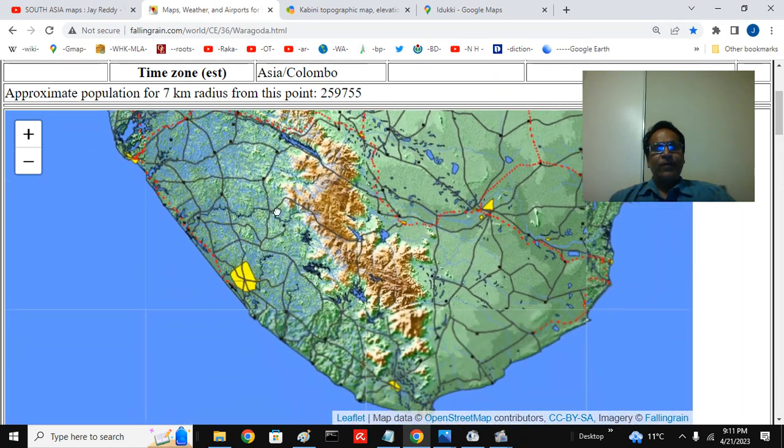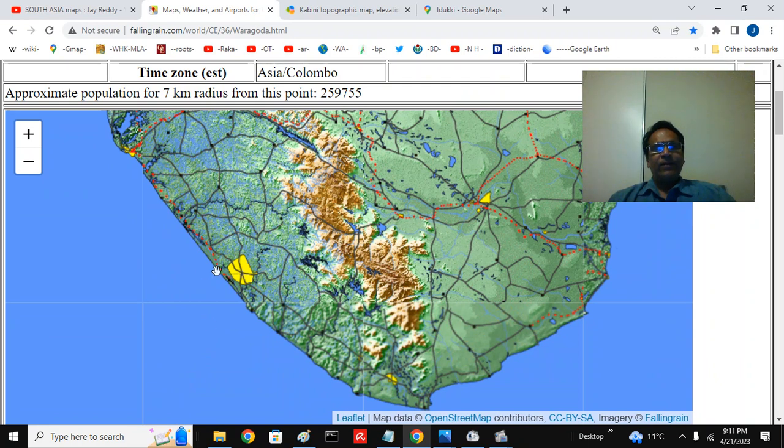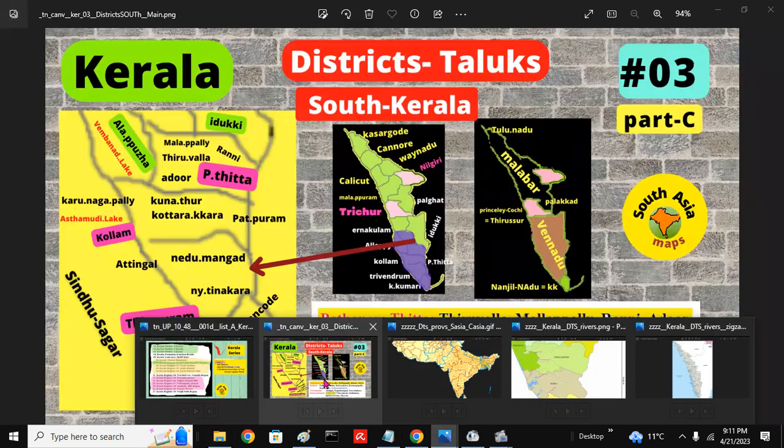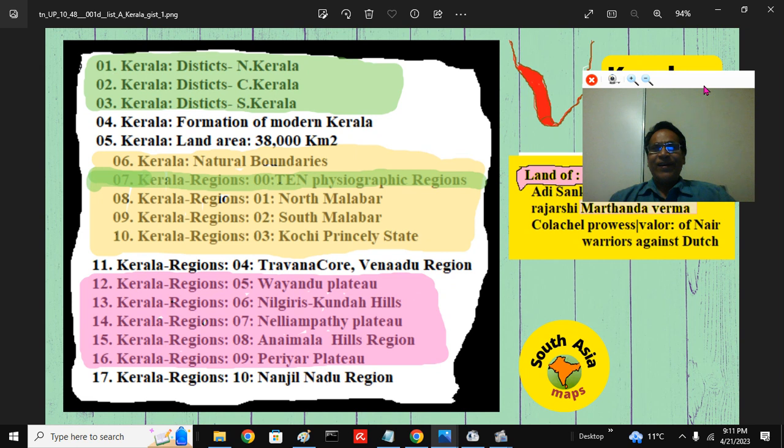You can see we looked at the Venadu region, this is the Nanjil Nadu region. This is the Aramboli pass, this is Kanyakumari, Padmanabhapuram will be somewhere here, and this is of course Thiruvananthapuram. The famous battle of Kolachal was fought here. That is about our fascinating Kerala series.